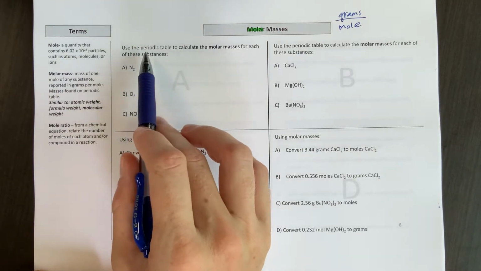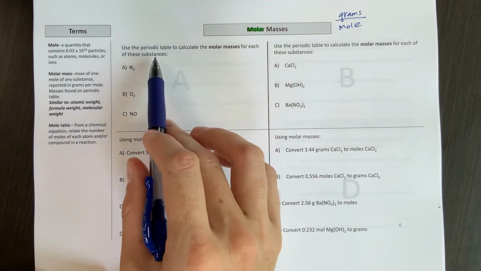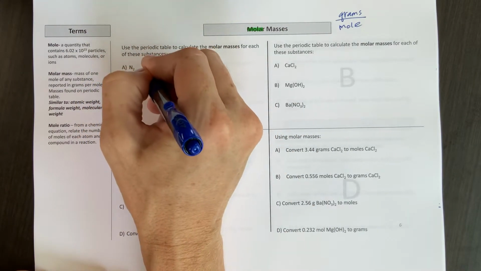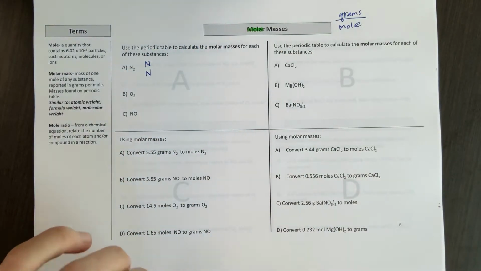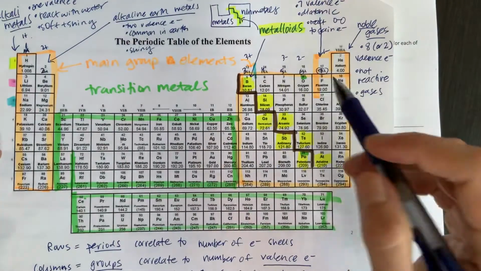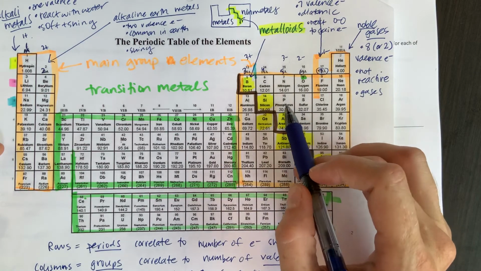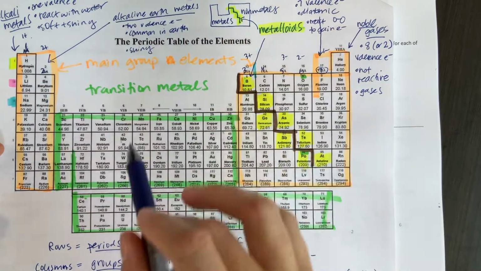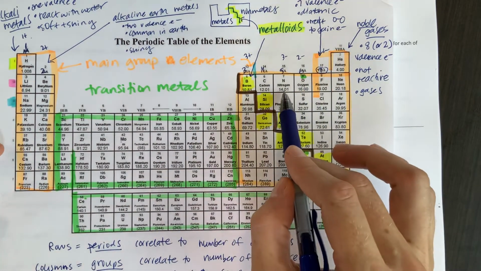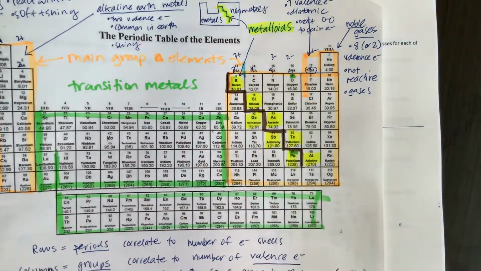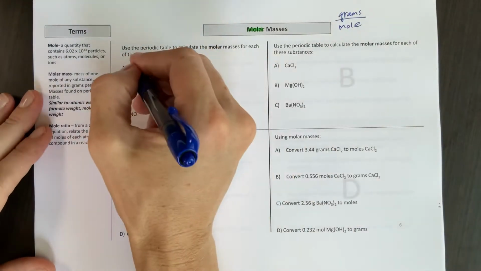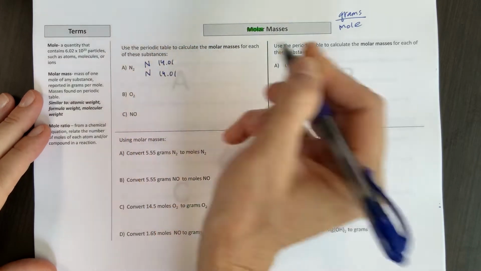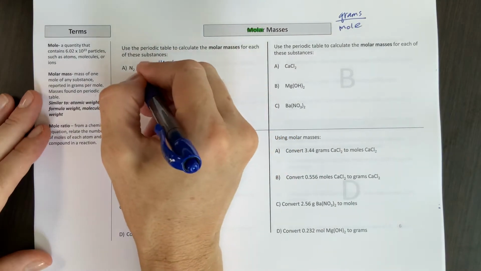Looking at N2, this says use the periodic table to calculate molar masses for each of these substances. In N2, recognize that there are 2 nitrogen atoms, right? So I'm going to go to the periodic table and find the mass of 1 single nitrogen, 14.01. Keep all the significant digits of any number you get from the periodic table. Don't round. Scientists go to a lot of effort to get all those significant digits, so keep them all. If I want to know the mass of a mole of N2, I need to take that 14.01 and 14.01, and add them together.